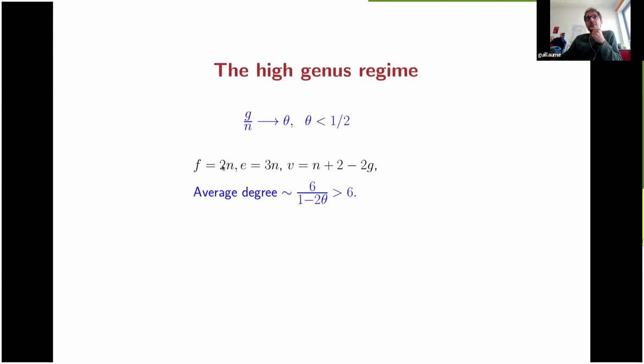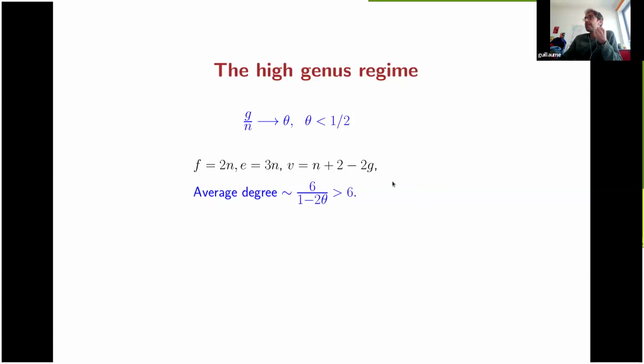If I do a small calculation, if I do a triangulation with 2n faces, the number of edges is 3n because it's a triangulation, by double counting. And by Euler's formula, the number of vertices is n plus 2 minus 2g. So you see that the average degree, which is twice the number of edges divided by vertices, is something like 6 over 1 minus 2 theta plus little o of 1. And so if theta is positive, this is strictly larger than 6.